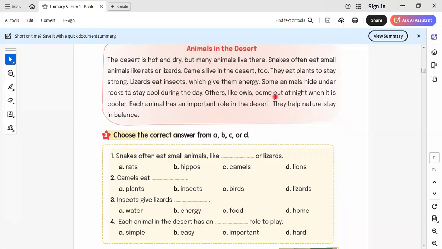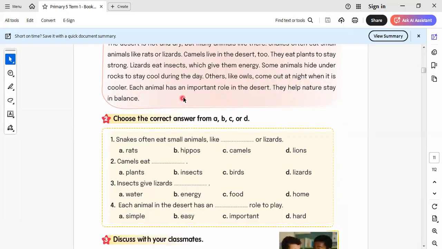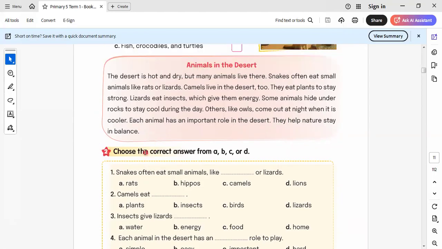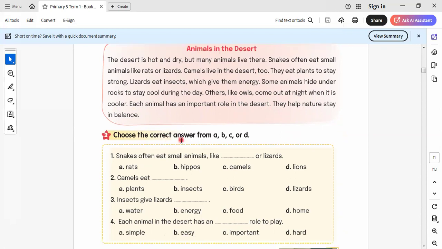Others, like owls, come out at night when it's cooler. Each animal has an important role in the desert. They help nature stay in balance. So the animals living, as we know, when we learned about the River Nile, animals eat each other, which is an important role to help them survive in the Nile. And in the desert, every animal has an important role to keep nature balanced and to survive.